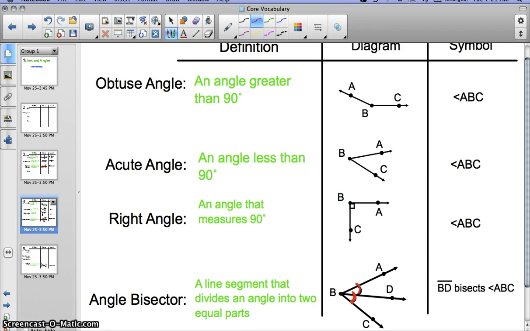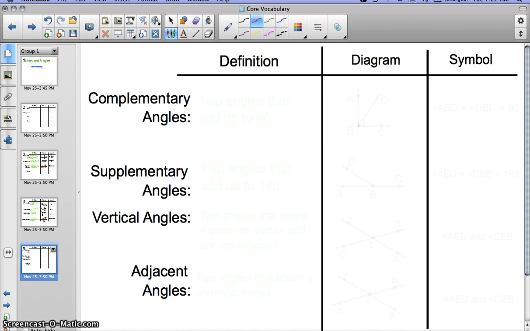And actually, that's slightly wrong. There should be a little arrow on that, because that's a ray. Right? Alright, 4 more, and then we're done.